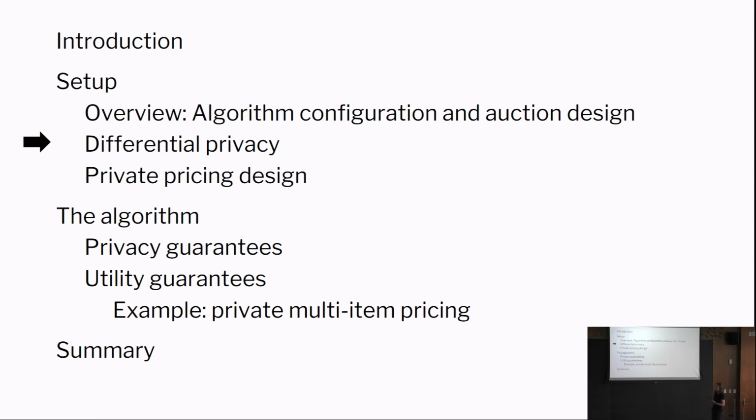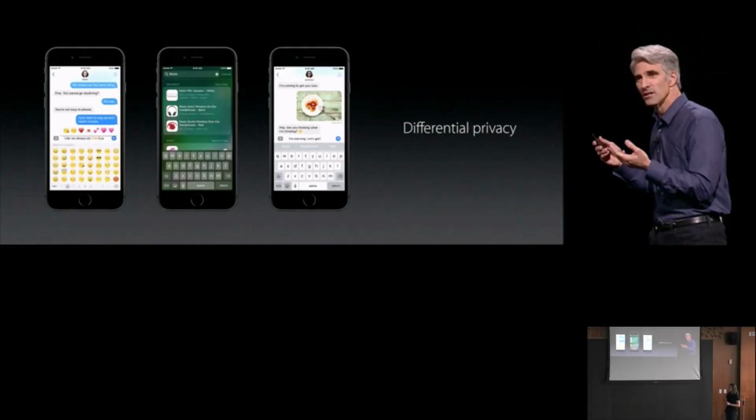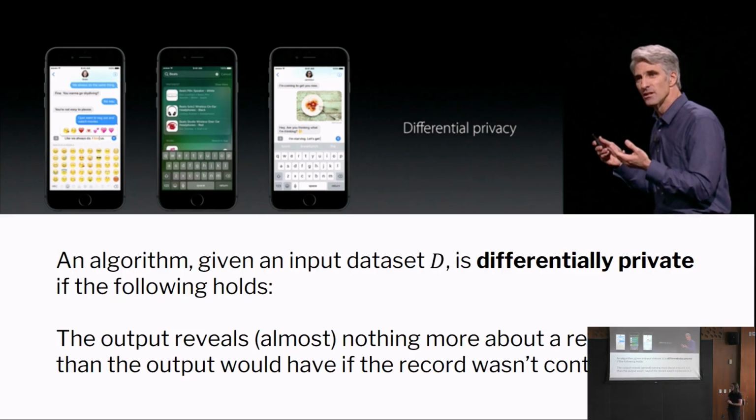So now I'm going to talk a little bit about what I mean by privacy, and I mean differential privacy. So differential privacy is kind of an incredible success story from the TCS community. Like Apple claims that it's now using differential privacy in its iPhone software, and it employs differential privacy engineers. So yeah, it's an incredible success story. And in words, an algorithm given an input data set D is differentially private if the following holds. The output reveals almost nothing more about a record in the data set D than the output would have if that record was not contained in D.